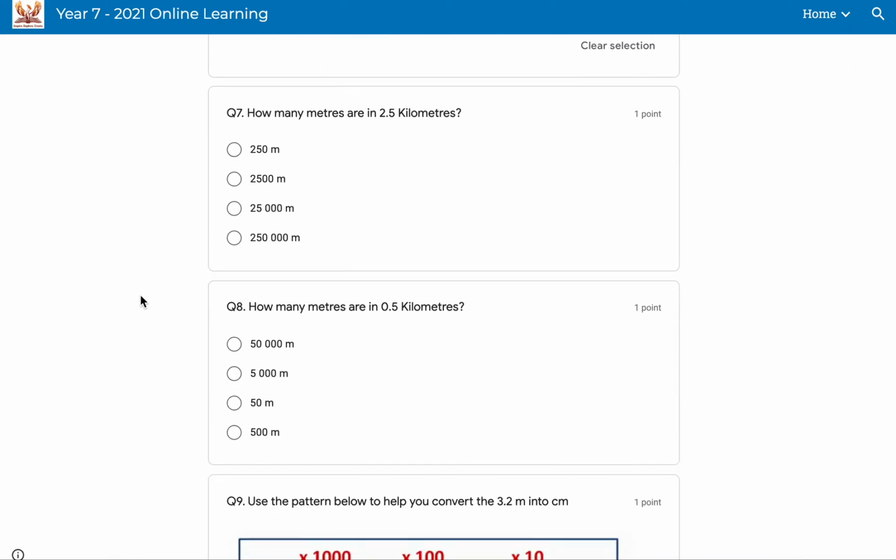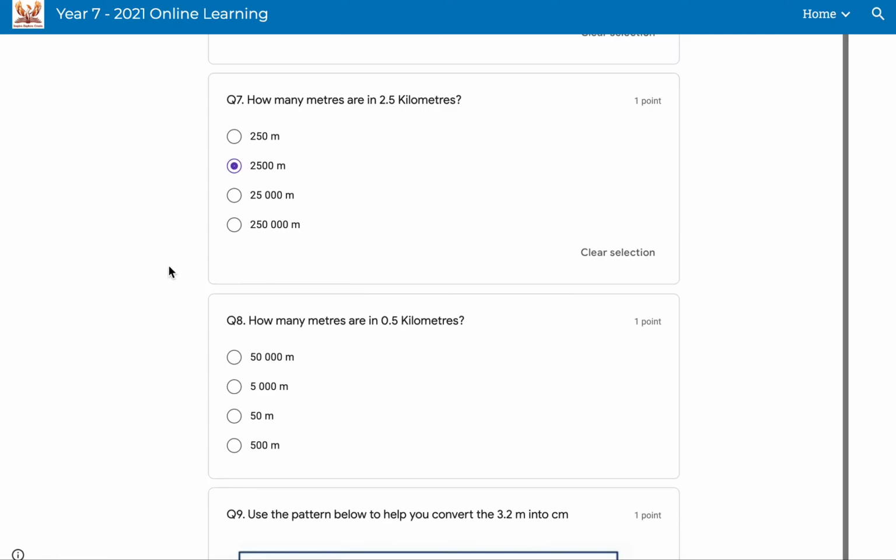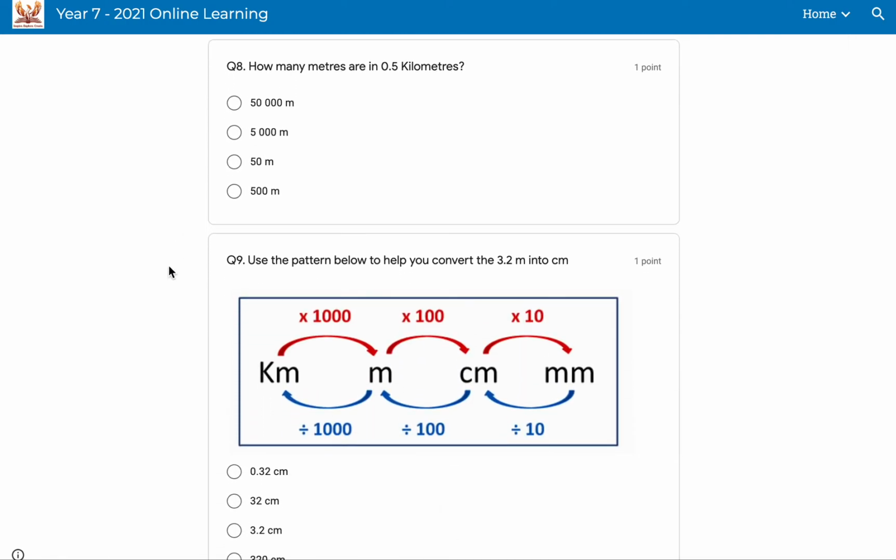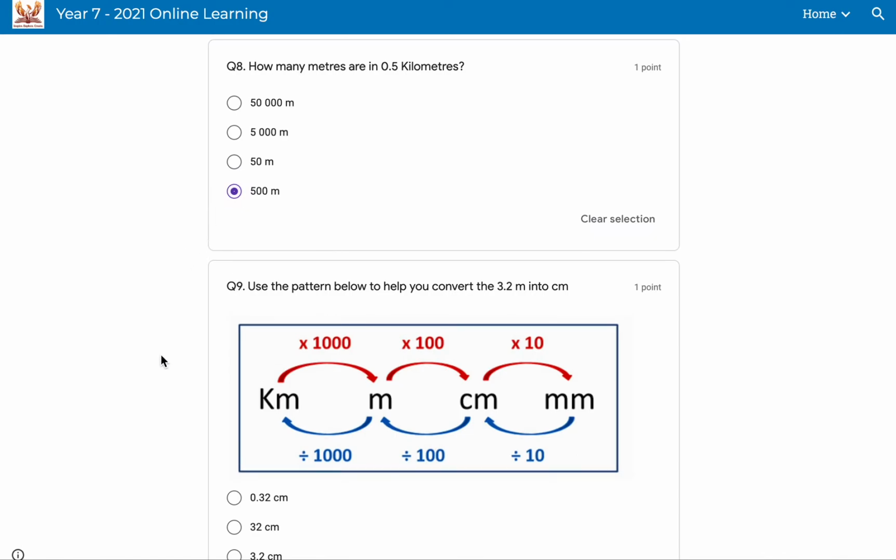How many meters are there in 2.5 kilometers? So again, 1,000 times 2.5, or 2.5 times 1,000. How many meters are there in 0.5 kilometers? So 0.5 times 1,000. You can do that on your calculator, or you can just say, well, I know 0.5 is a half, so what's half of 1,000? Half of a kilometer is just going to be half of 1,000 meters, so it's just going to be 500 meters.